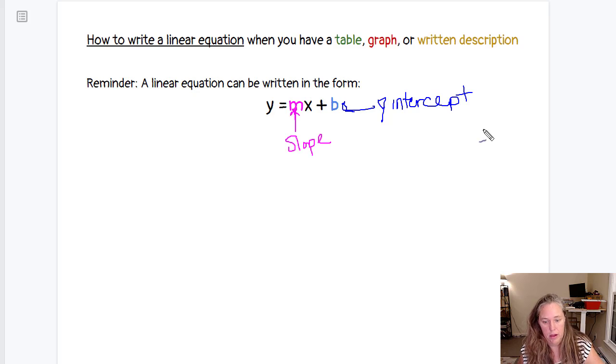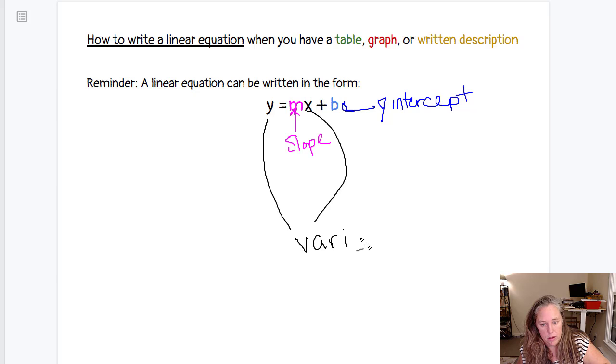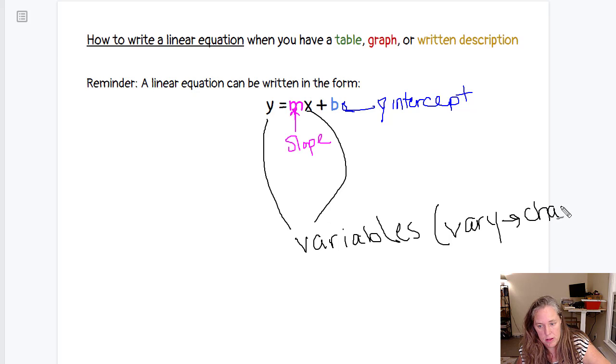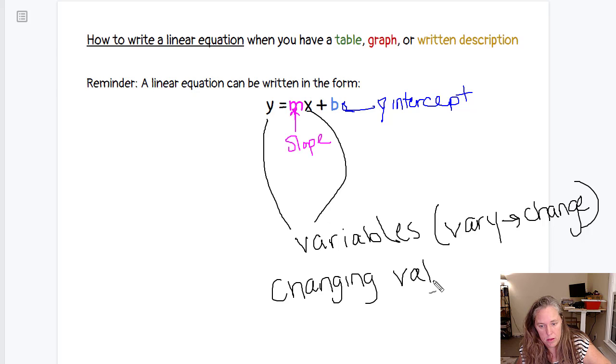Intercept. And just to remind you, x and y are variables. Those are our variables. And inside variables is the word vary, which means change. So those are our changing values. And we want them as variables so that they can change.